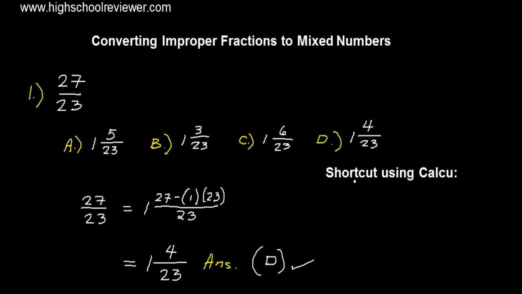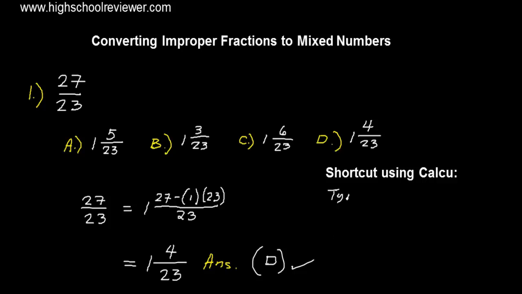Now, if you will be taking the LET, you need to maximize your time. So you can have a shortcut using your calculator if this will be the problem, if converting improper fractions to mixed numbers. What you need to do is type 27 on your calculator.